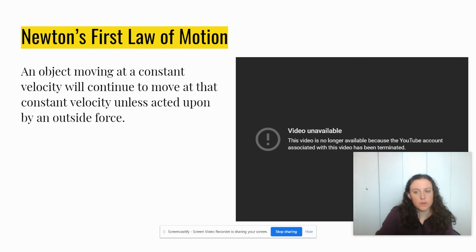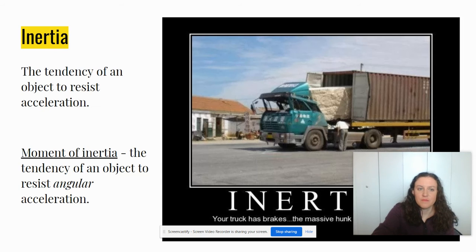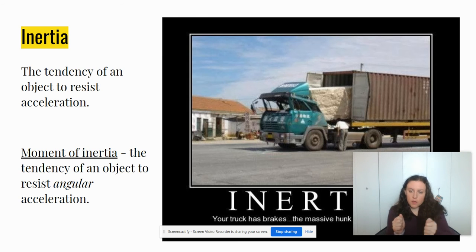Now, Newton's second law. Oh, just kidding. Inertia. Inertia is the tendency of an object to resist acceleration. Now, this is closely related to moment of inertia, which is the tendency of the object to resist angular acceleration. So inertia and moment of inertia are related. Inertia is linear, moment of inertia is angular.